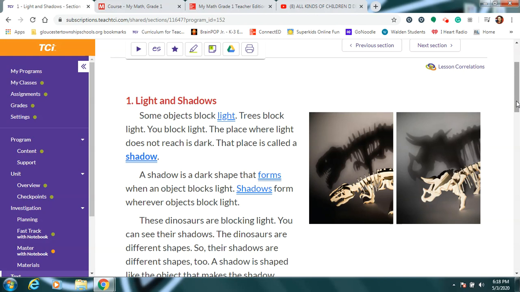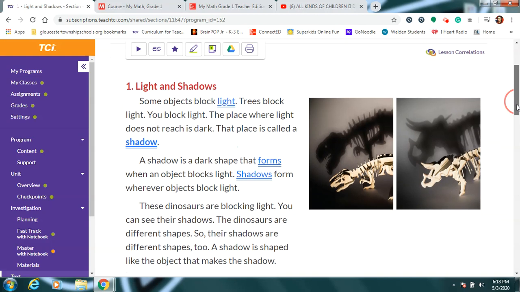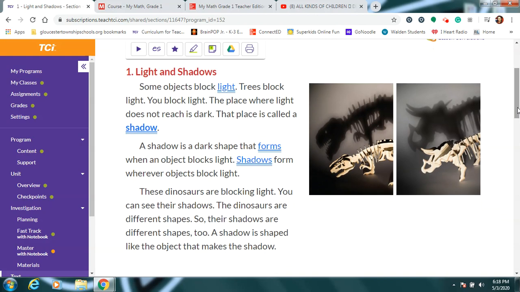We're going to be talking more about shadows and how shadows can be made. Remember we talked last week about how when the sun moves across the sky, it made the trees look like they were moving, but really it was just that the light from the sun was starting in a different place in the sky that moved the shadow. Today we're going to read more about light and shadows.